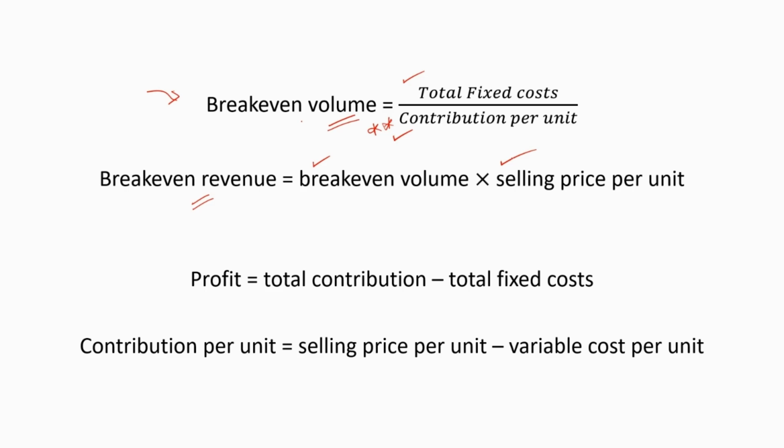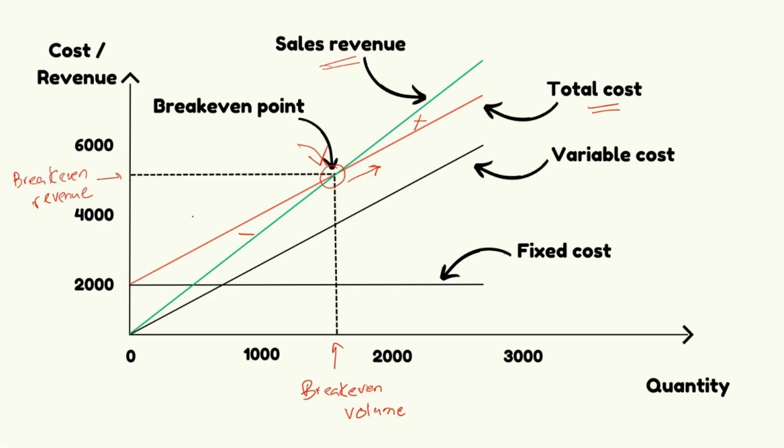Let's go back to the chart. This is the break-even volume. Break-even volume is equal to total fixed cost divided by contribution per unit. After calculating the break-even volume, we can calculate the break-even revenue. Break-even revenue is equal to break-even volume multiplied by selling price per unit.